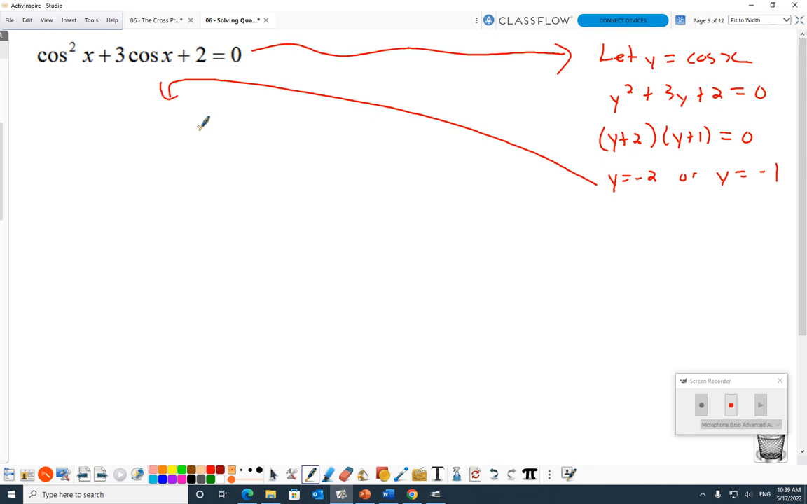Come back over here, and so I get cos x, not y, cos x equals negative 2, or cos x equals negative 1. To which I ask the same question. Let's do the easier one first. Which one's easier? And I don't know the answer. I don't know which one you're going to think is easier. Which one do you think is easier? Which one looks familiar?